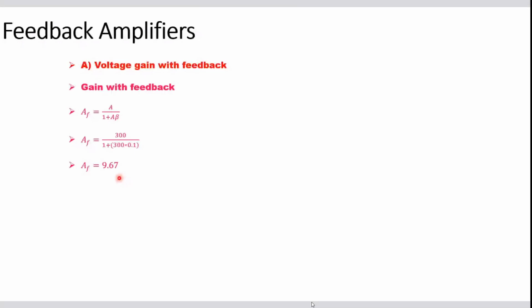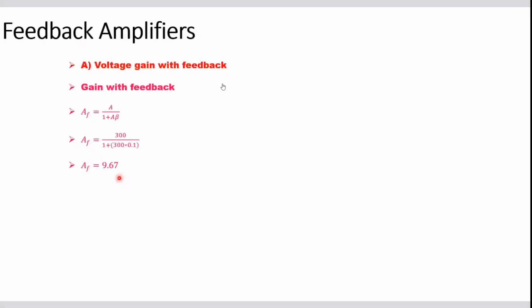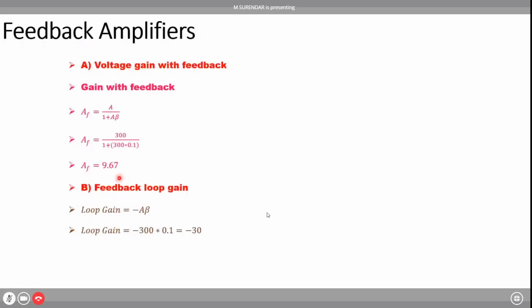Why then do we want to do the amplification? I require only about 9 times amplification, but I want some other advantages from this negative feedback. That's why I'm going for the feedback circuit. Now the next point, feedback loop gain. Loop gain is straightforward: minus A into beta. This might not be there in your question, but we are just discussing. Loop gain is minus 300 into 0.1, which is equal to minus 30.